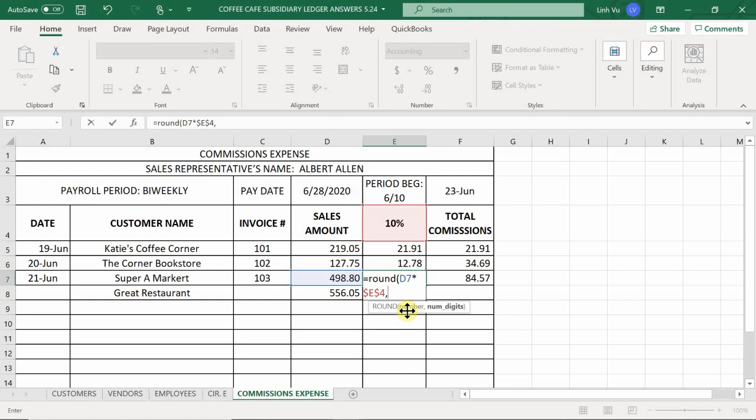I don't have an F4 on my keyboard on my laptop. Okay, if not, then you could just type a dollar sign between the E and the 4. Yes. It has to be one on the row and one on the column.